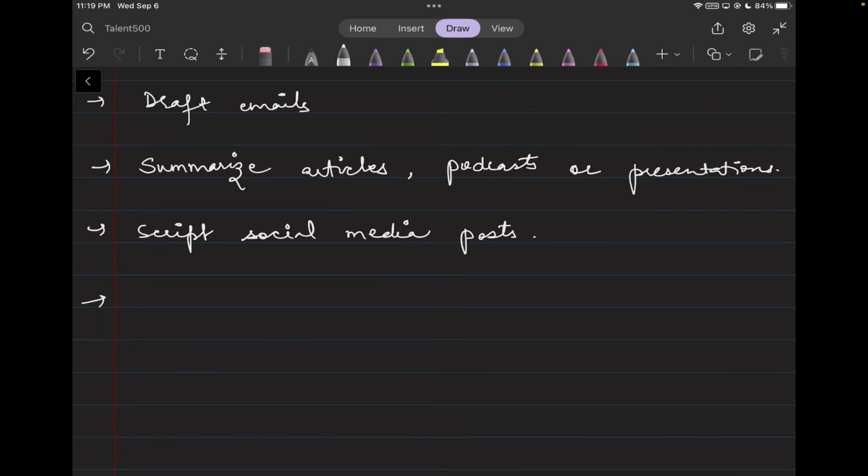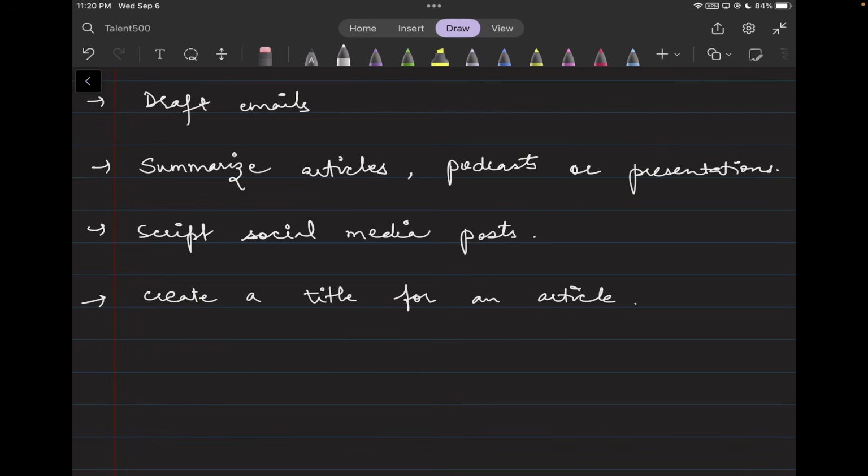Now, what else can it do? Let us say you have some article. Those people who are very passionate about writing will have their articles and want to publish them, but sometimes they will be a little confused about what title to give. In order to create that title, you can use ChatGPT. It is going to help you in creating a title for an article.